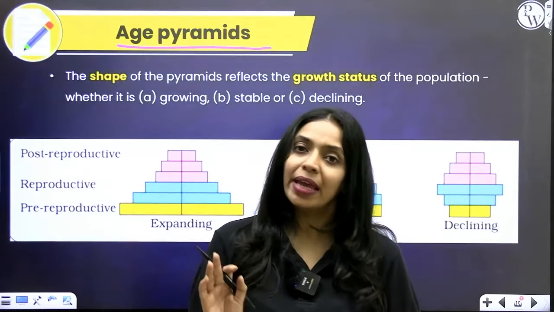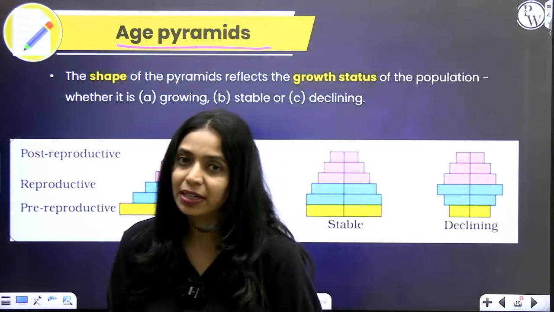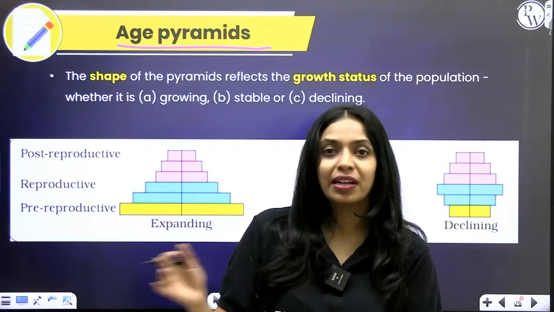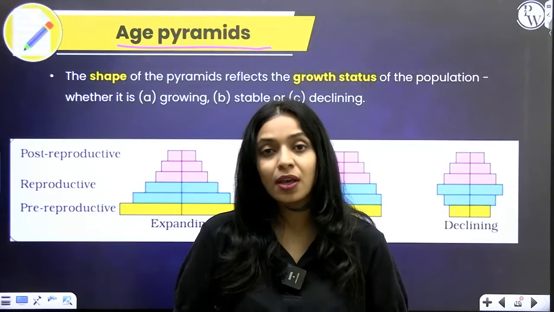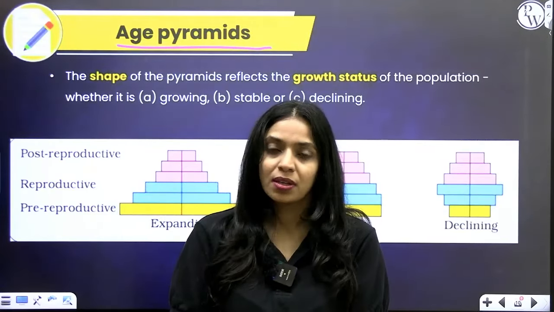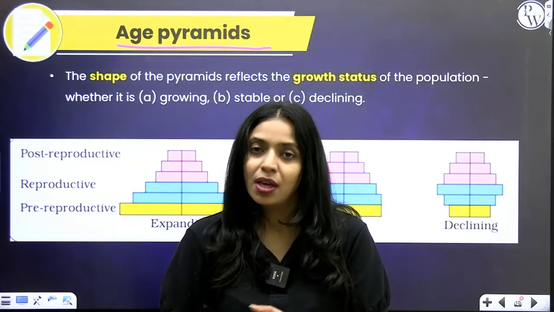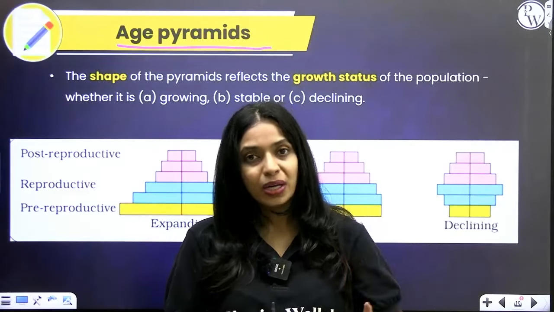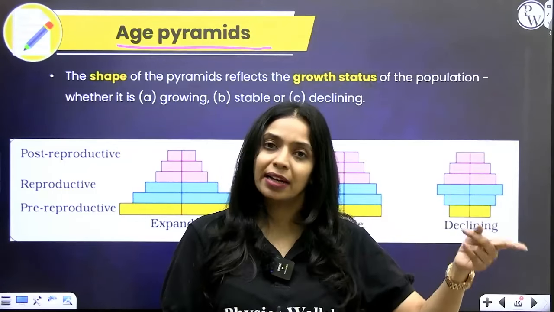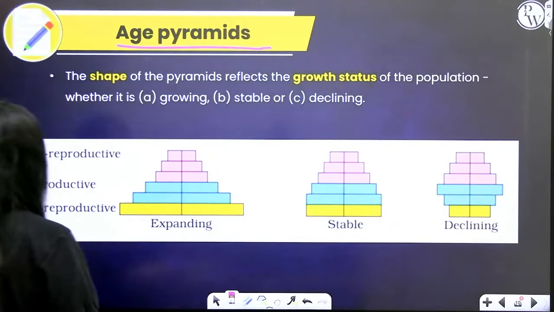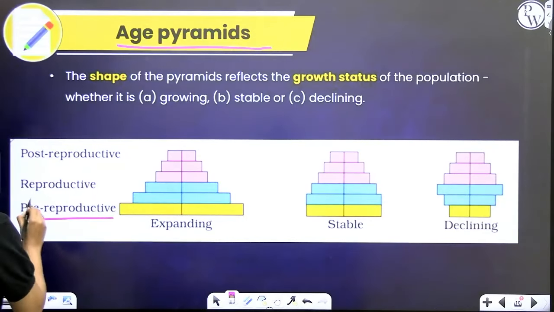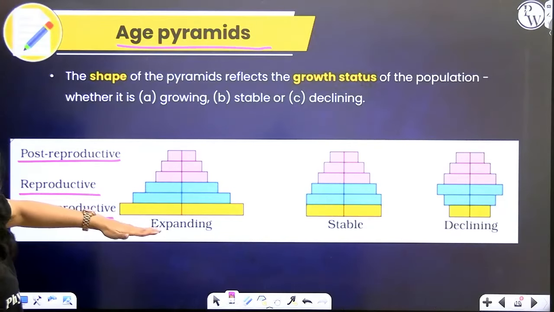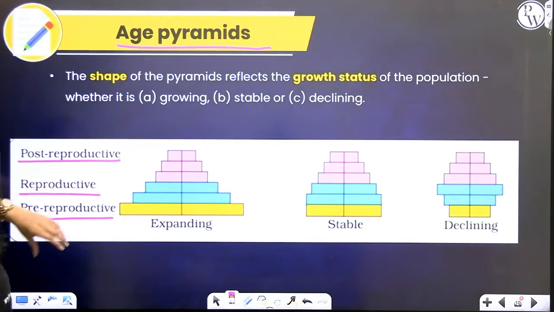What we do is we group them depending upon their reproductive ability. Now, if you consider humans, immediately after they're born, they're not capable of reproduction. It'll take a couple of years to gain the ability to reproduce. So as long as they're not able to reproduce, we can call that the pre-reproductive age group. As and when reproductive ability is gained, we can call that the reproductive period. Once the reproductive ability is lost or declined, it is the post-reproductive period. By convention, pre-reproductive is always towards the base, reproductive towards the center, and post-reproductive higher up.